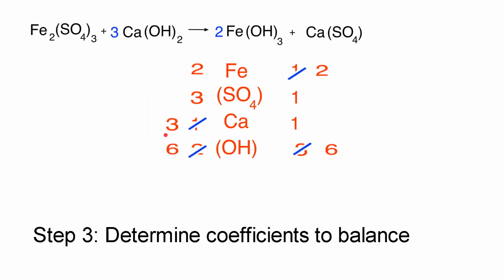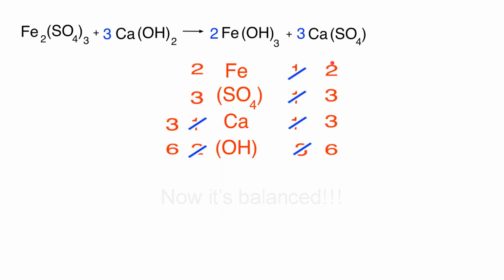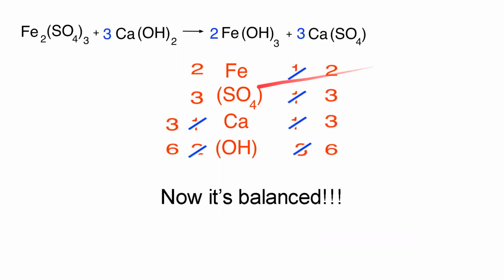Now you just balance out the rest of them. You take the Ca and the SO4 on the right and you multiply them by 3 because they both need 3 and it's conveniently one compound. So you put a 3 there, and then these two both change into 3's. So now it's balanced because 2 and 2, 3 and 3, 3 and 3, 6 and 6. See, so there's an even number of atoms and ions on each side.